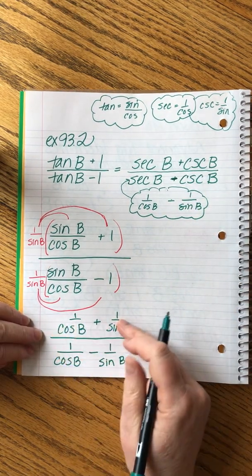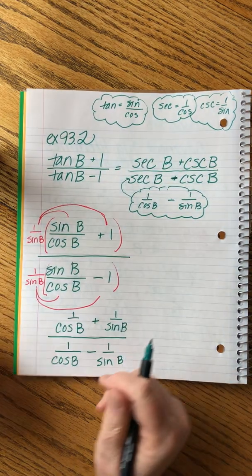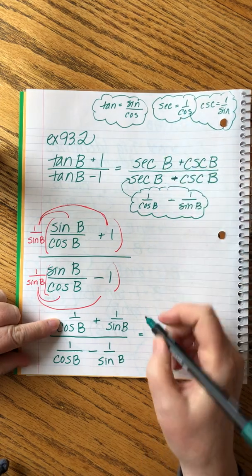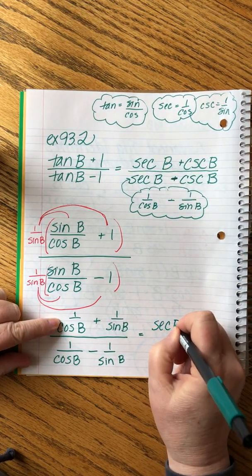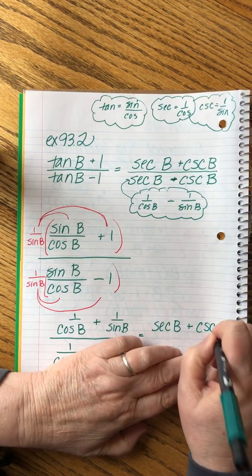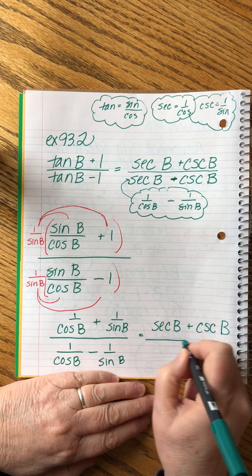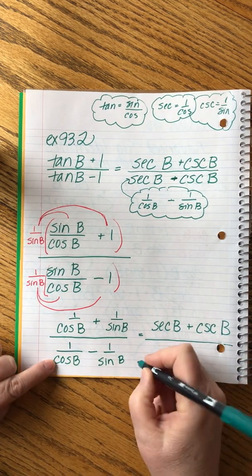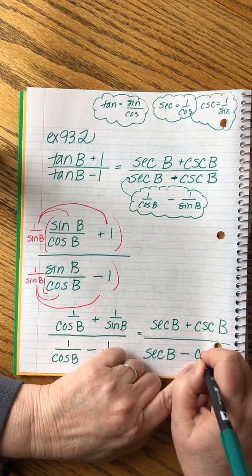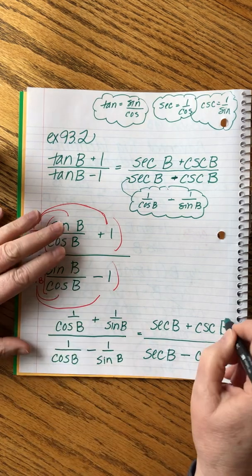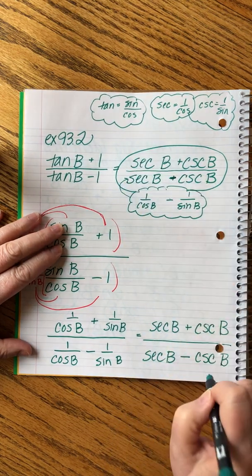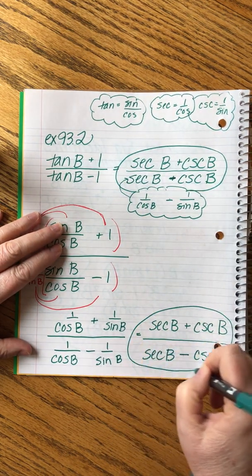Now all we have to do is restate all these fractions with their reciprocal functions, and I think I'm going to have it. 1 over cosine of b is secant, plus 1 over sine of b is cosecant. And then in the denominator, minus. And look, this is what we're going for, right? And this is what we got. We did it.